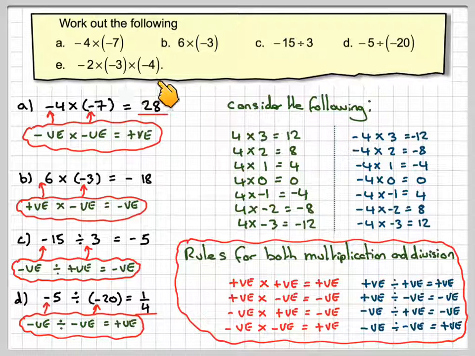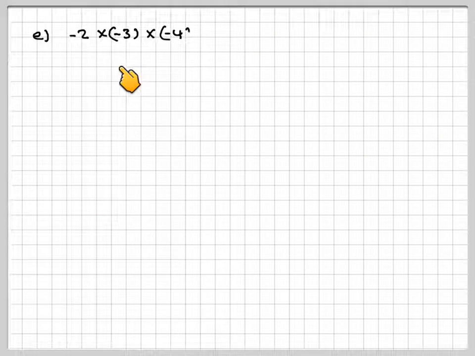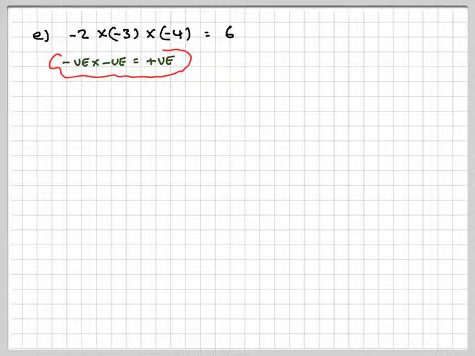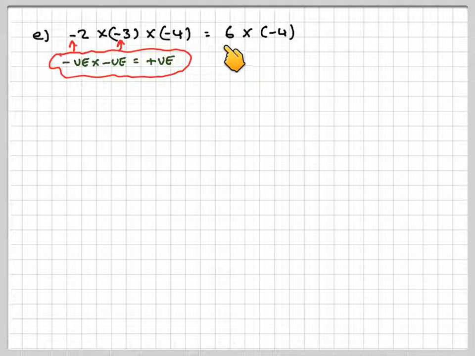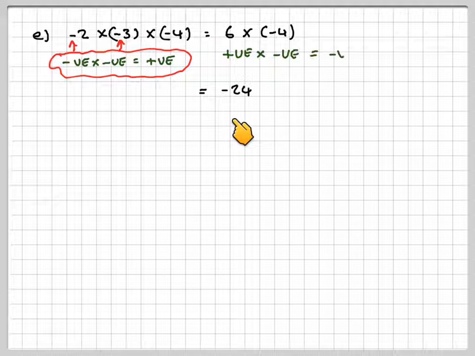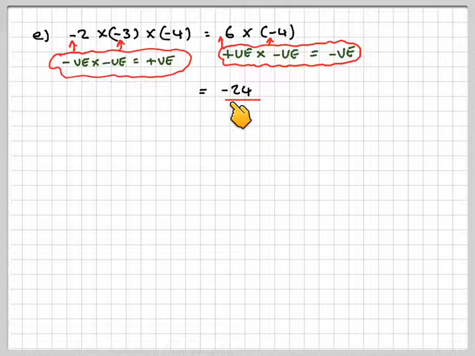Right, the next one we've got is -2 times -3 times -4. Let's just do the -2 times -3 first. That gives me +6 because two negatives. And then we've still got to multiply by -4. And now we have a positive times a negative, so the answer will be negative. 6 fours are 24. So the answer will be -24.